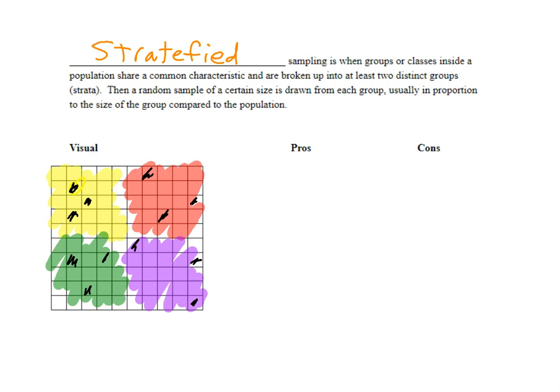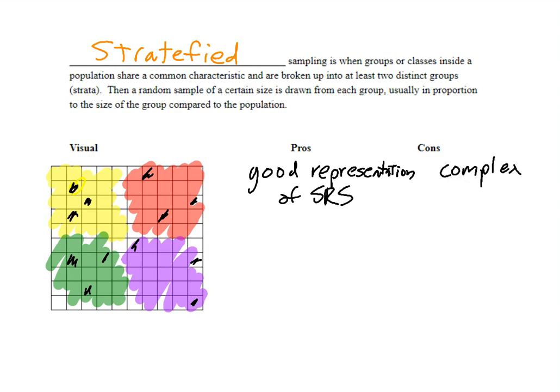So the pros of this, it's a good representation of a simple random sample. The cons would be it's complex to pull off, and you need information about those individuals first so that you know how to break them into those different categories. So you'd actually need to know something about them first before you did that.